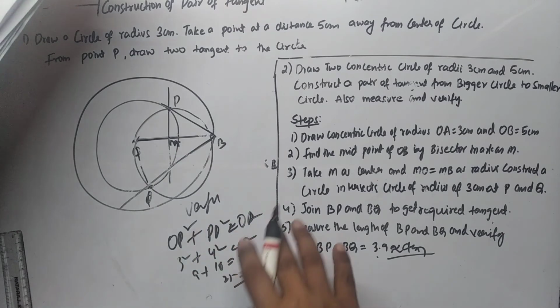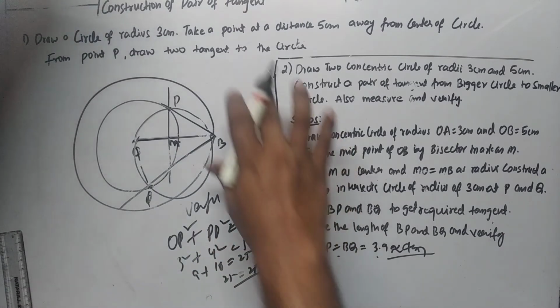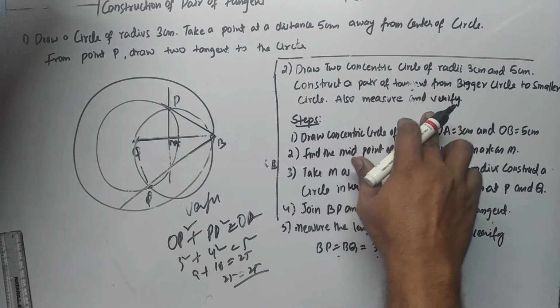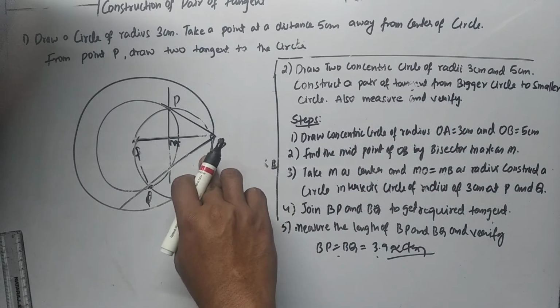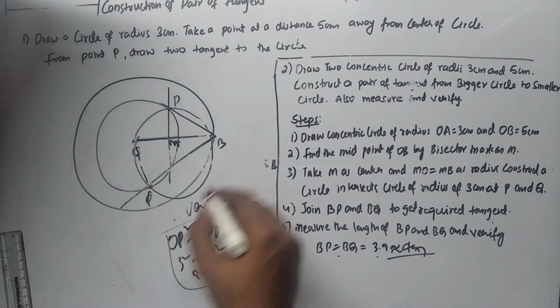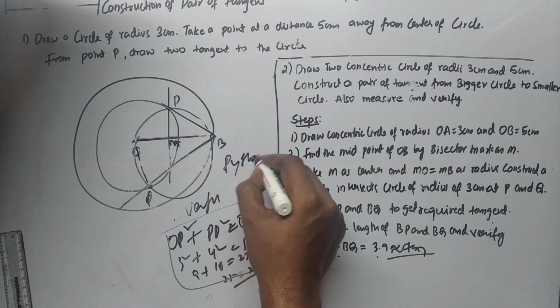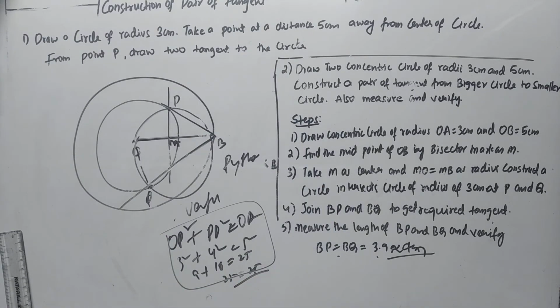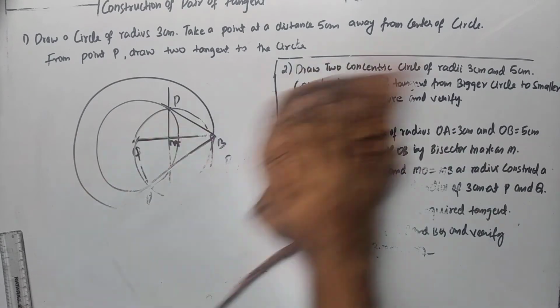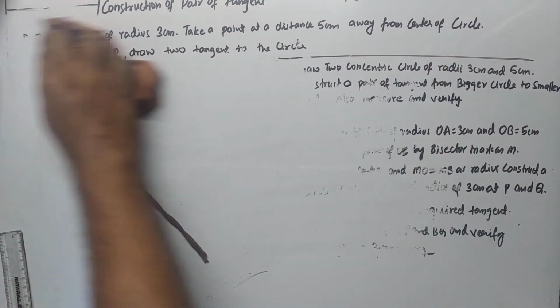Okay, so this is the thing they will be asking in the exam. They will ask you to draw the pair of tangents, measure and verify. You have to measure with the scale, and you have to verify with the help of Pythagoras theorem. Okay, so these are the simple questions. In an exam you may have some other questions. So I am just taking the third type of question. So these are simple questions.